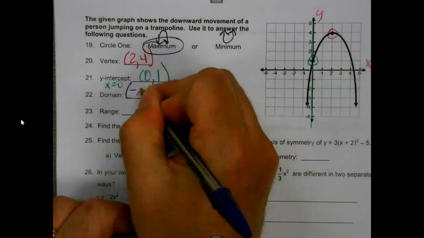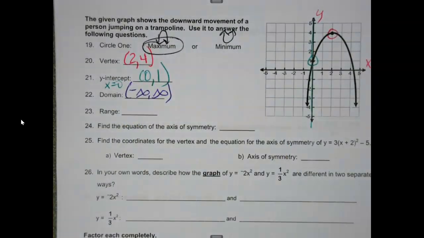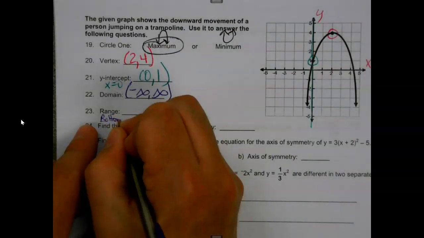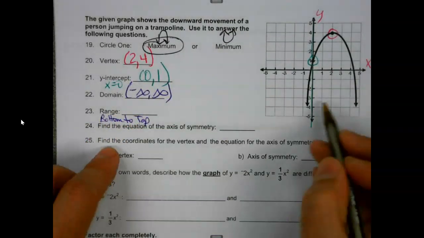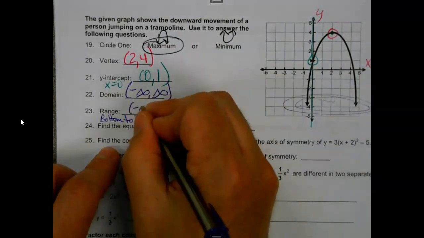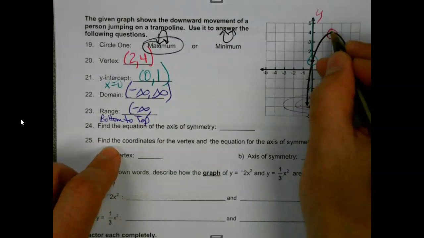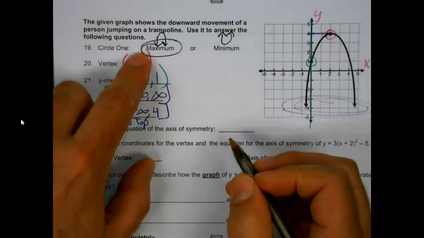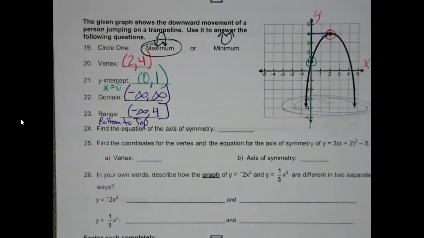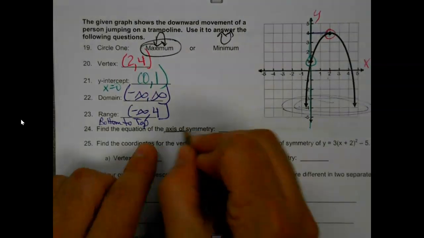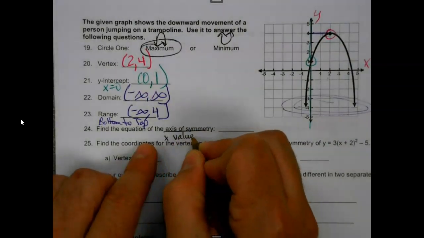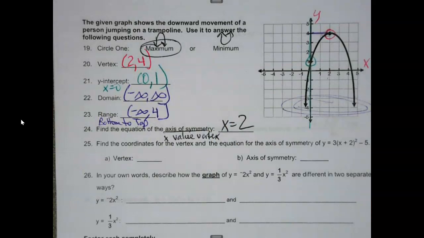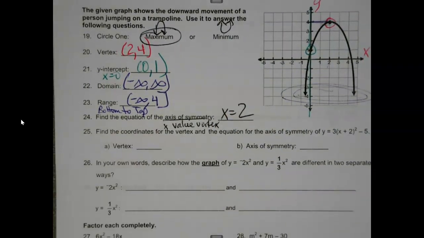Domain, free square. Every time. Range. Bottom to top. Bottom, negative infinity, to top. Y value at the top. Vertex Y value. There it is. Equation of the axis of symmetry is the x value of your vertex. X equals 2, not just 2. Not just 2. Equation. Got to have an equals in an equation.